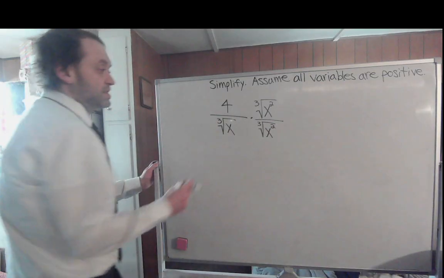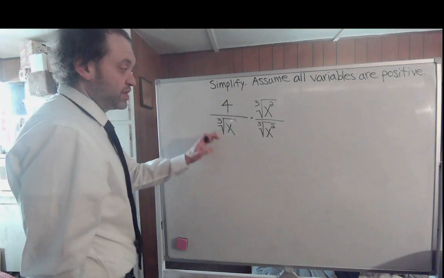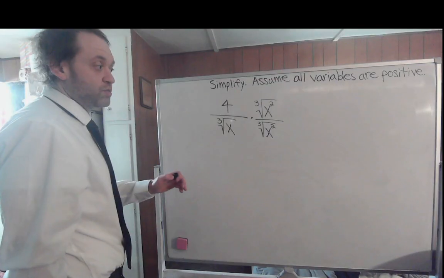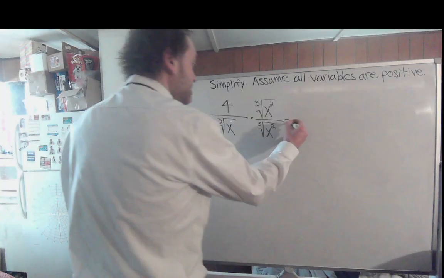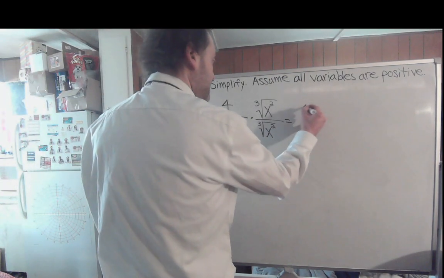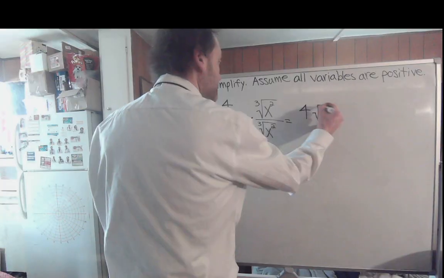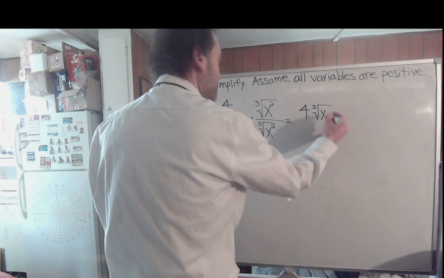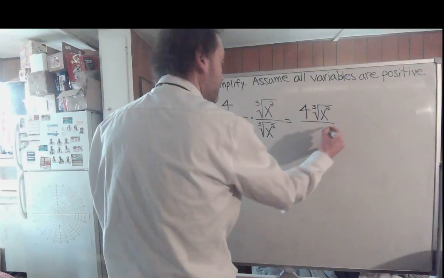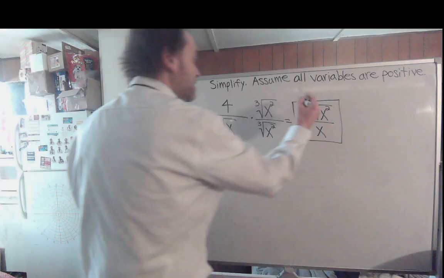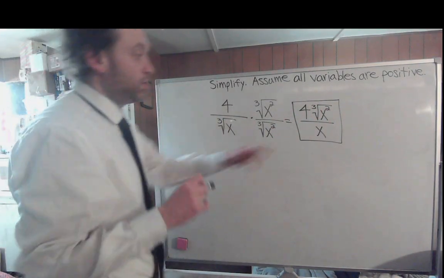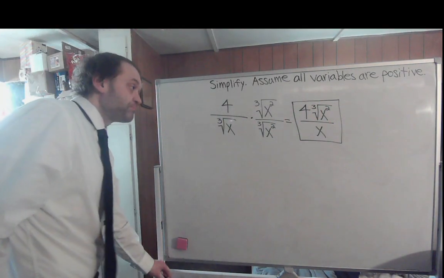Of course, in the denominator, you multiply that cube root of x times the cube root of x squared, you would get the cube root of x cubed, which would just give you x. So the best this is going to simplify into is 4 times the cube root of x squared all over x. That's the best we could do to simplify this. You'll get 4 times the cube root of x squared all over x.